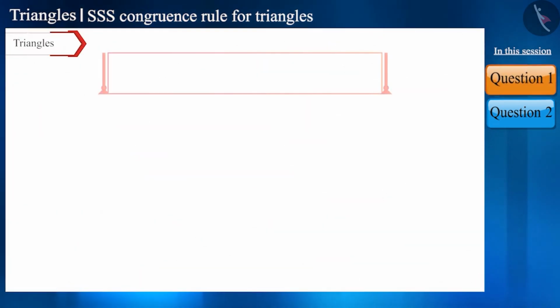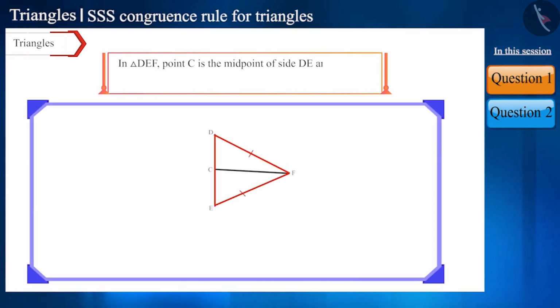Let's start with a question. In triangle DEF, point C is the midpoint of side DE and side EF is equal to side FD. Then, are triangle CEF and triangle CDF congruent?